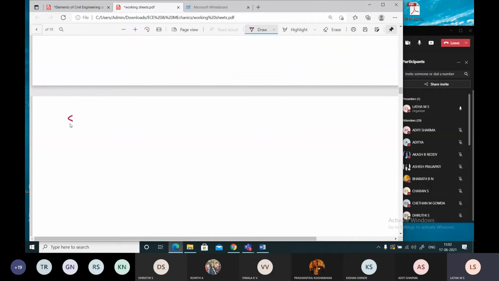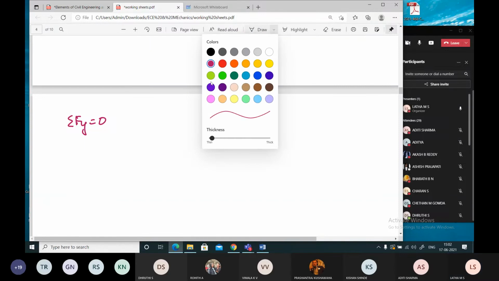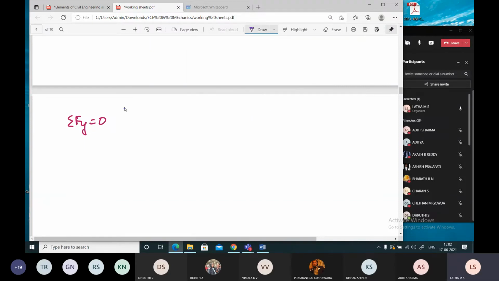Next, sigma Fy. Next equation, sigma Fy is equal to 0. What is the sign you will take, students? What is the sign you will be applying for this? Upward is positive, downwards is negative. Yes. Now give me one by one.